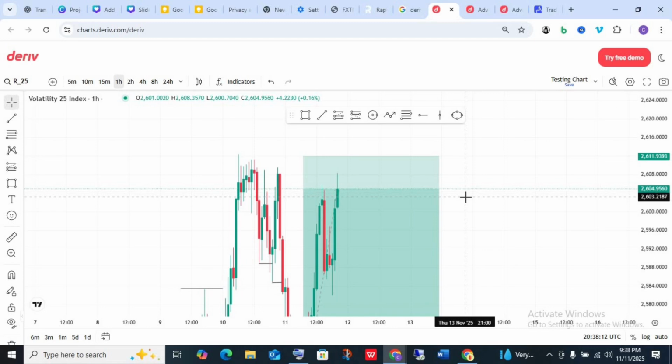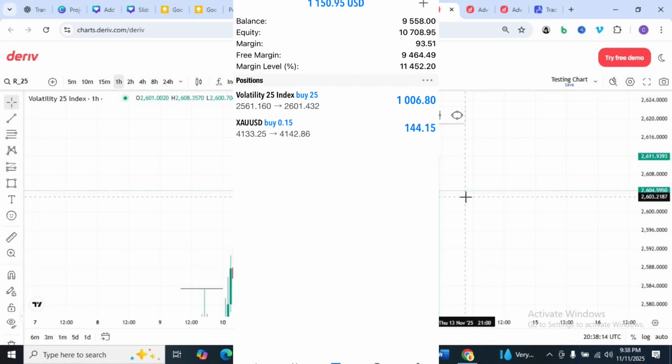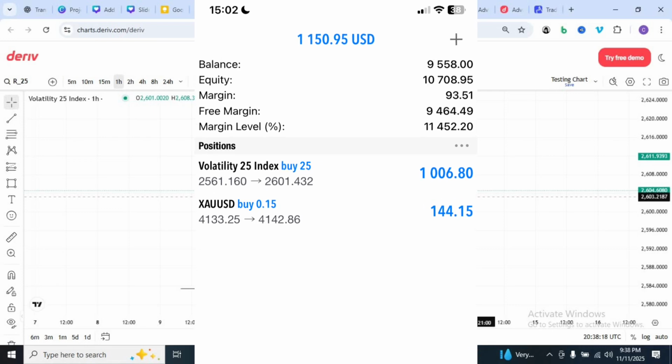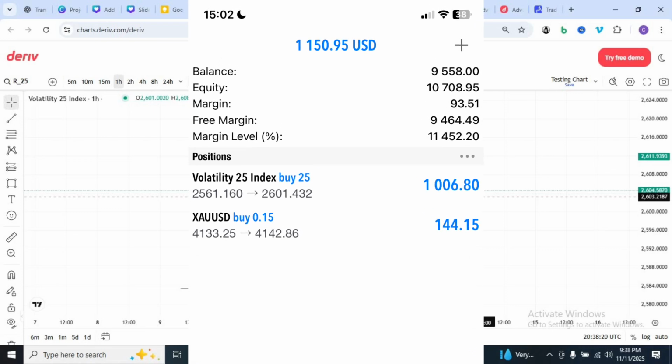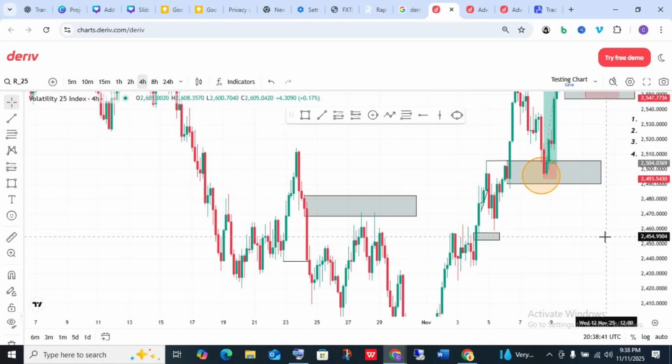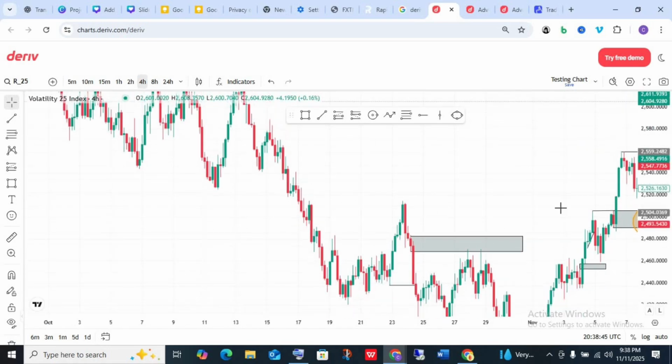Let me show you on my screen. I'm actually on this trade and I'm up in profit. You can see I'm in over $1,000 profit on this trade, which is amazing. You can see we're almost at TP. Lovely, very, very lovely. But then there are other cases where sometimes price will not come into your supply zone.